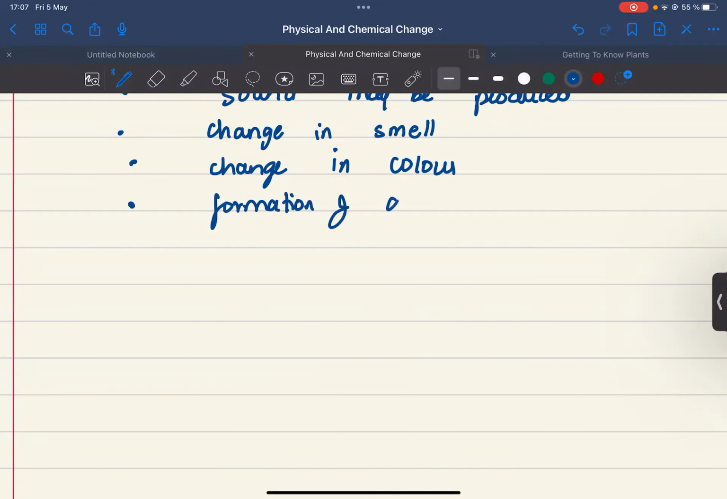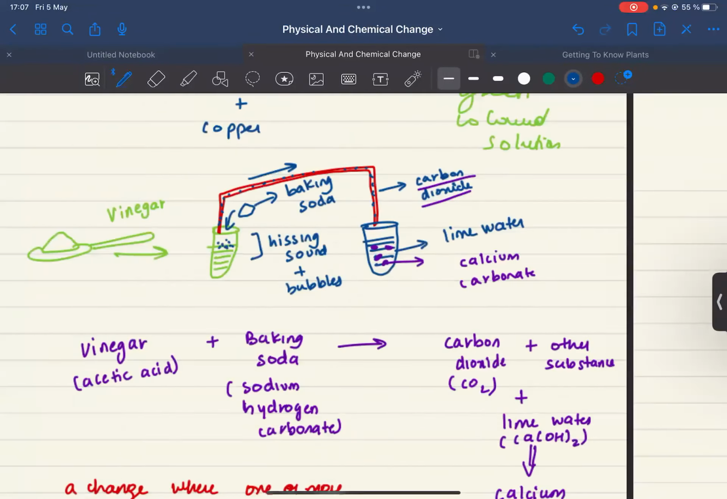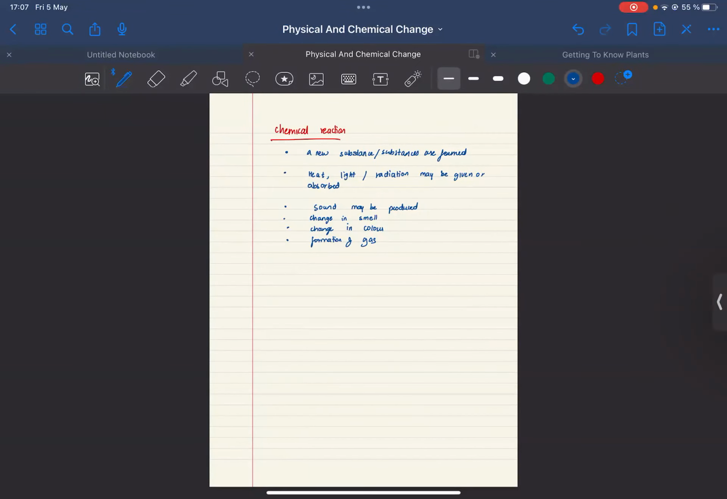Formation of gas. Here carbon dioxide is being formed, which is a gas. So for now we saw an experiment of burning of the magnesium ribbon, which is a chemical change. There are also other examples like burning of coal, wood, or leaf. All this is a chemical change. In fact, burning of any substance is a chemical change. Burning is always accompanied by production of heat.